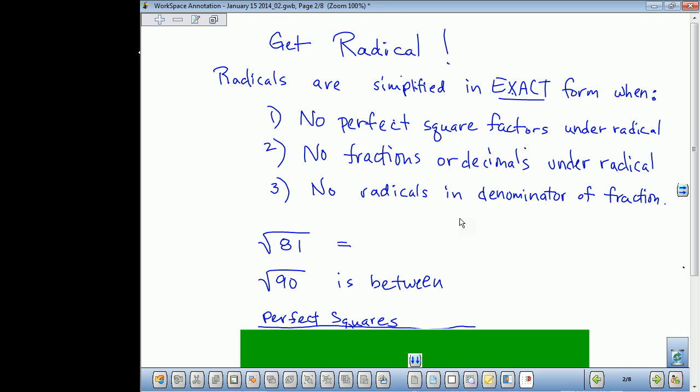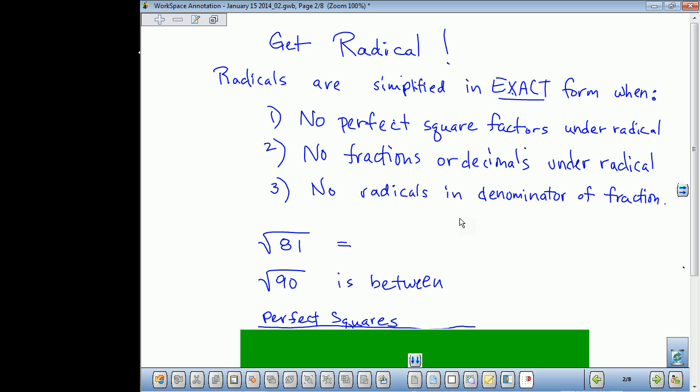So a factor means something that will divide into it. You can kind of think of it that way. A factor is like, we could rewrite it as multiples, and each multiple is considered a factor of the original number. Like, I could take 8 and break it down into 2 times 4. So the factors of 8 would be 2 and 4. Okay? So when we have no perfect square factors under our radical, it's simplified.